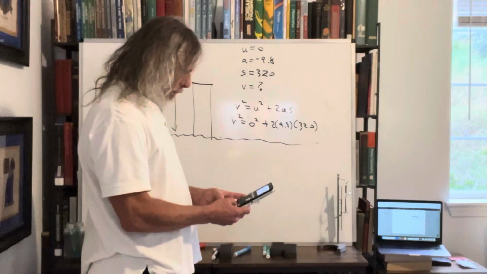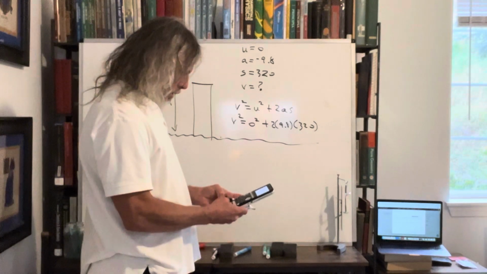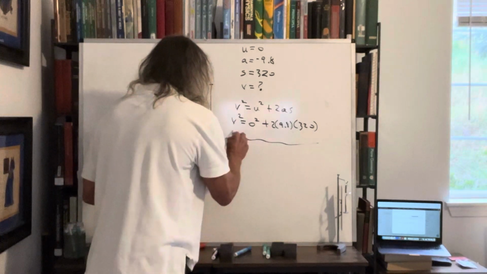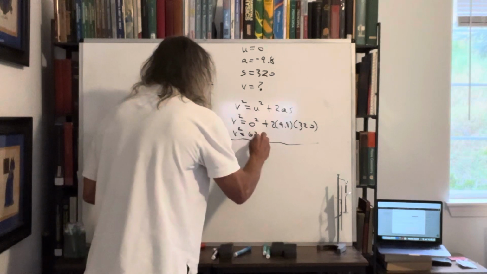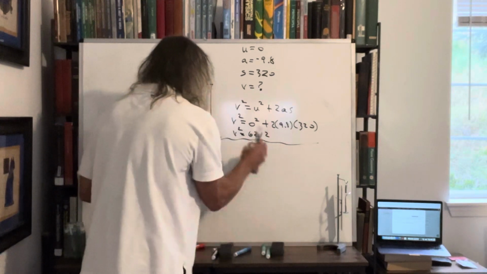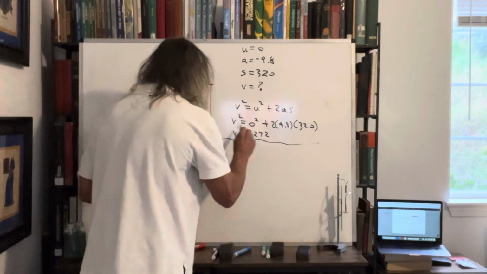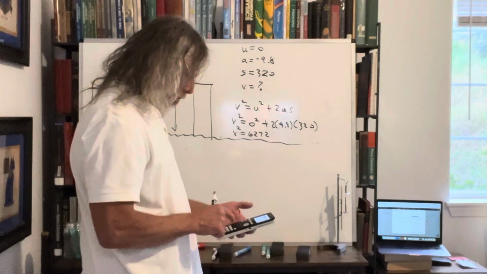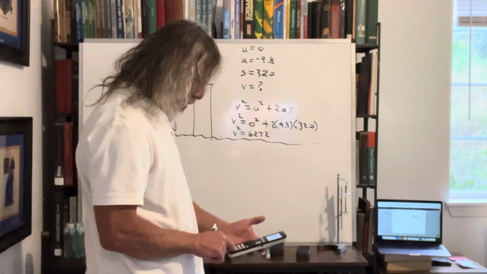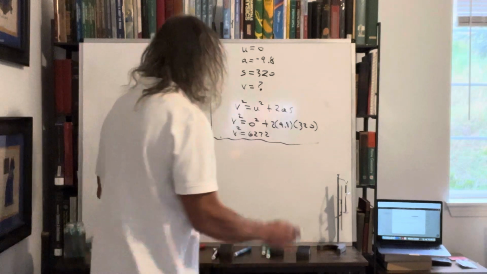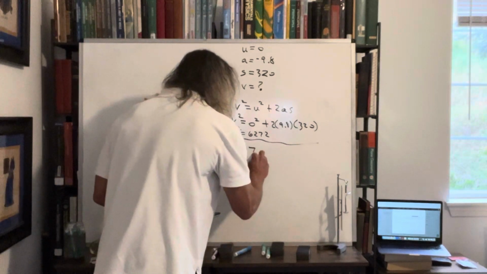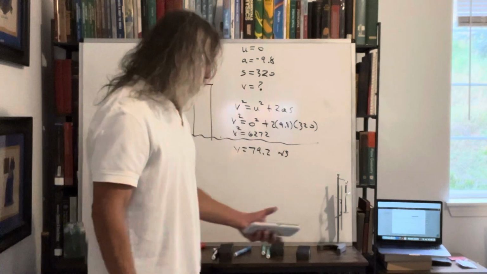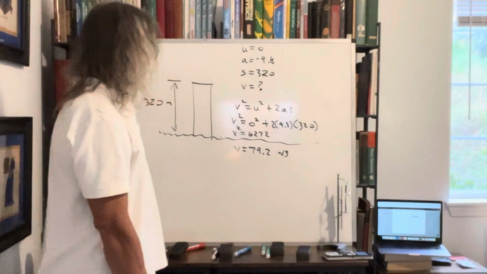2 times, unless I messed up my mental math, times 320, 6272. And square root. 79.2. As I said, it's around 80 meters per second. Okay. That is how you do this one.